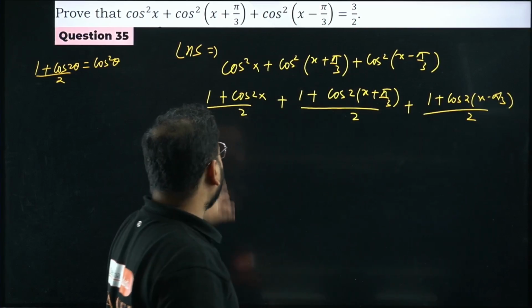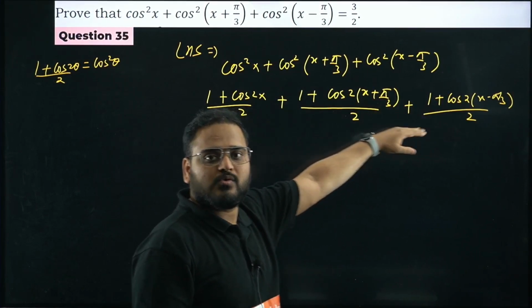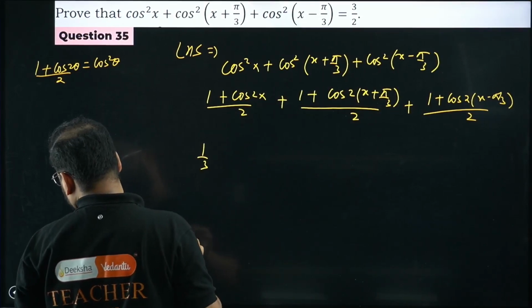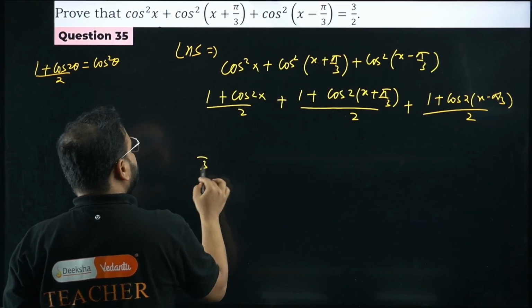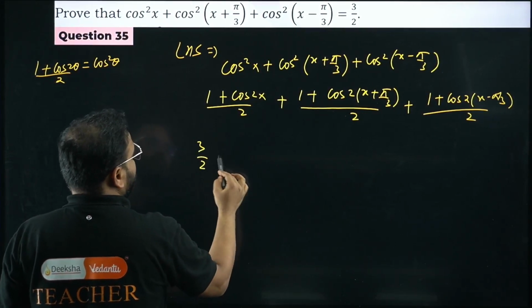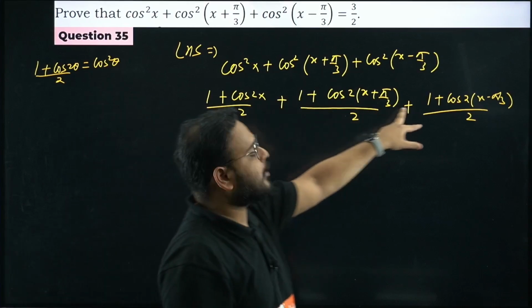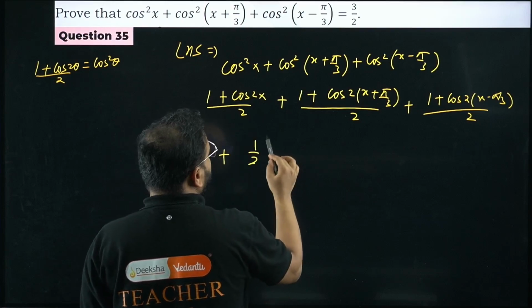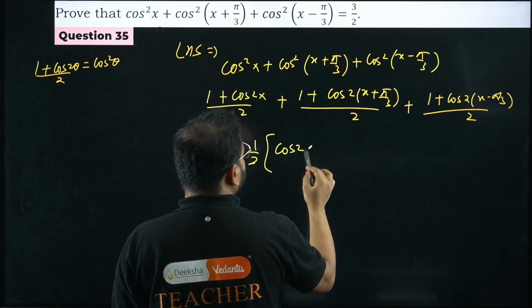As you can see, I have 1 by 2, 1 by 2, 1 by 2. So can I take it common? Yes, sir. It will become 3 by 2. Constant part: 1 by 2, 1 by 2, 1 by 2 is 3 by 2. Alright. What about the other one? I can take 1 by 2 common. Keep it like this. Cos 2x as it is.